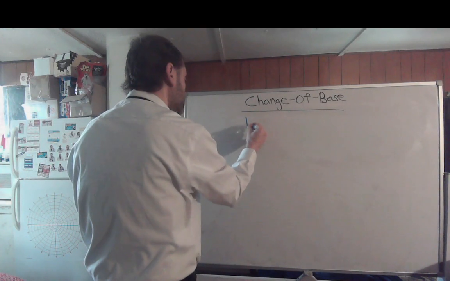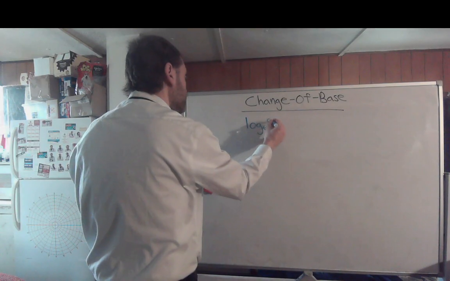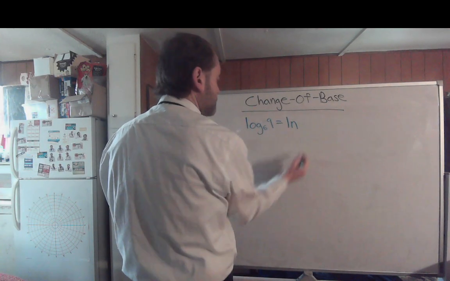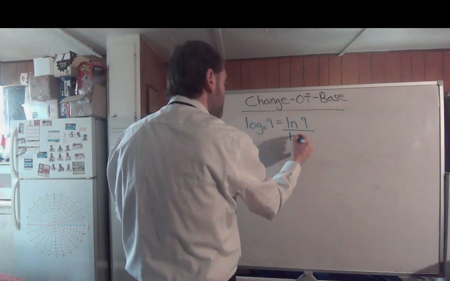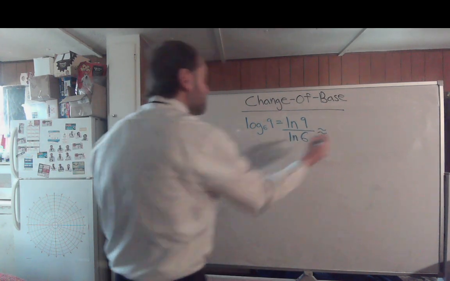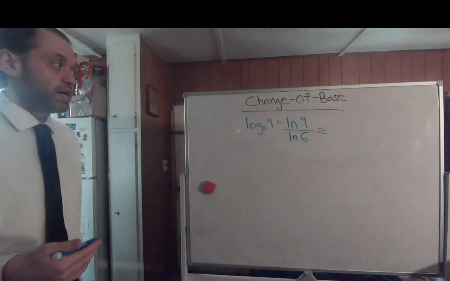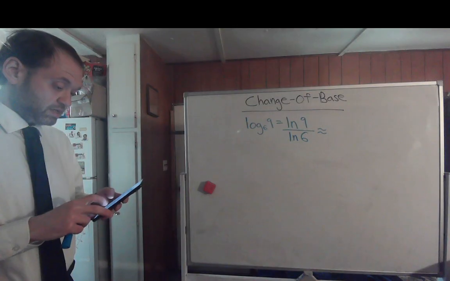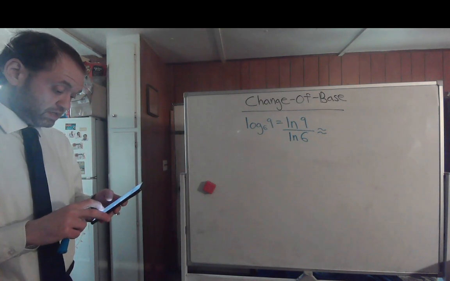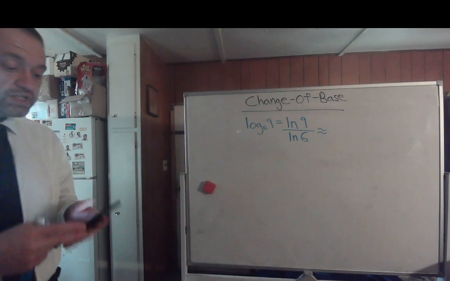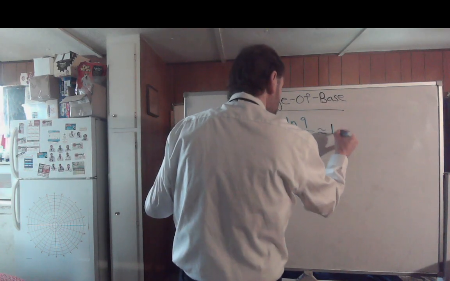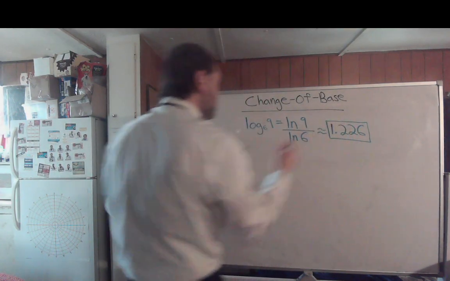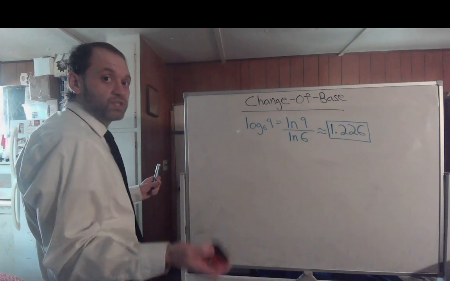All right. Log base 6 of 9. So we have log base 6 of 9. Let's use the natural log. So the natural log of 9 divided by the natural log of 6, we should now be able to get ourselves a decimal approximation. Should get about 1.226. So the 3 decimal place approximation you should get is about 1.226.